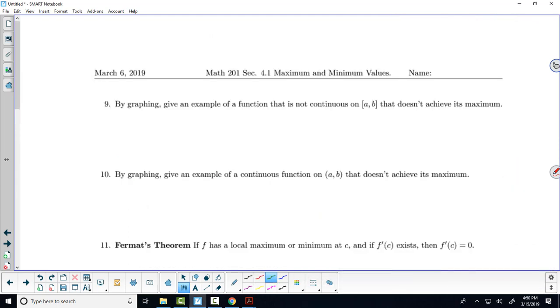Okay, so number 9 on the next page asks us to go ahead and give an example of a function that is not continuous on a closed interval that doesn't achieve its maximum. So what are we doing here?